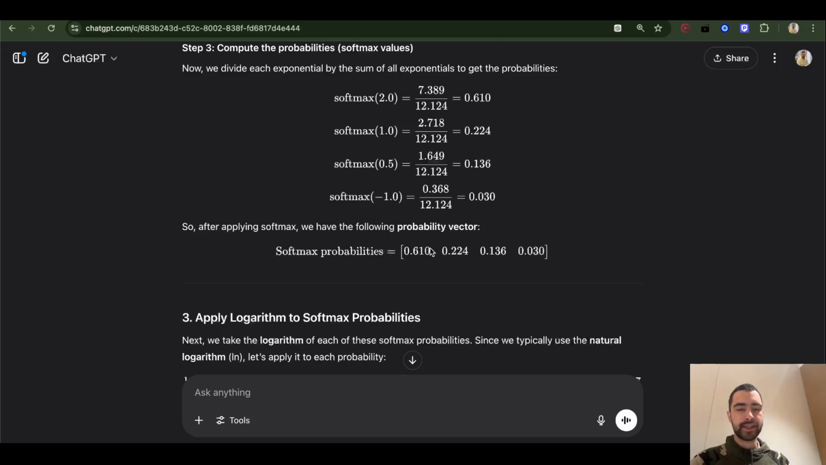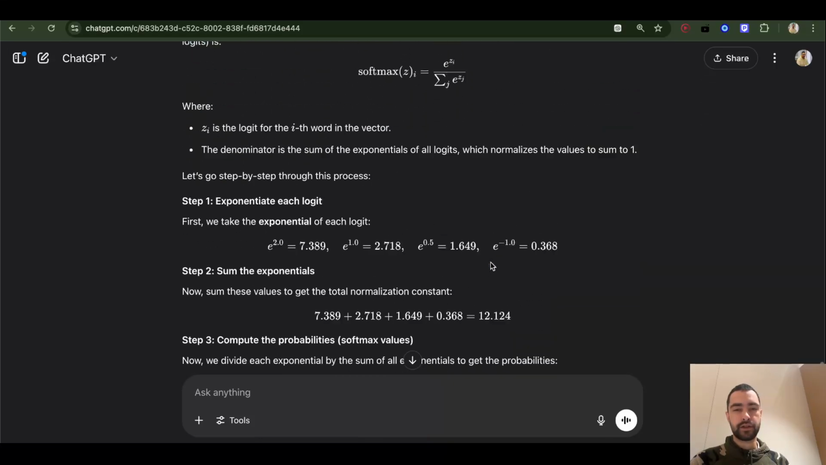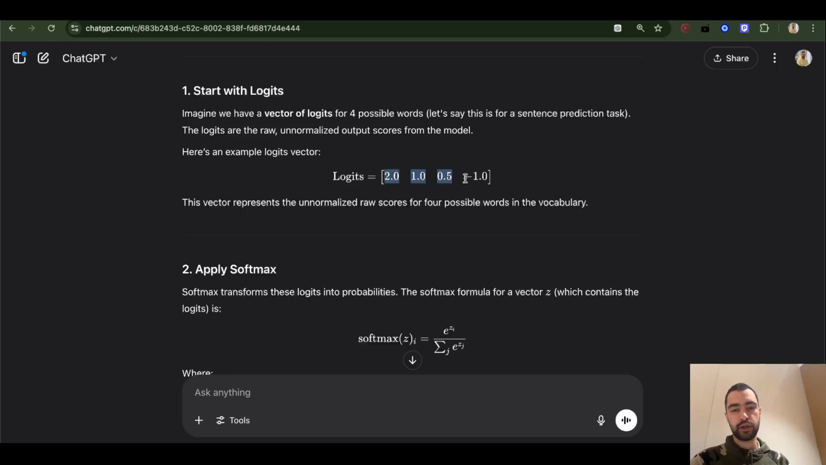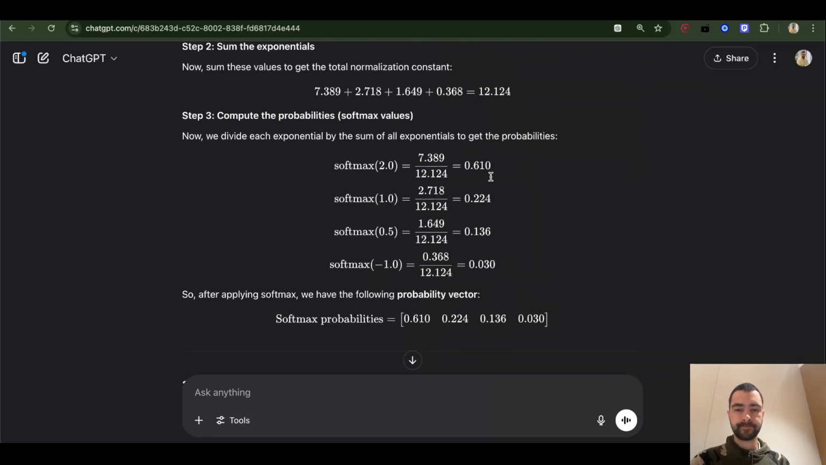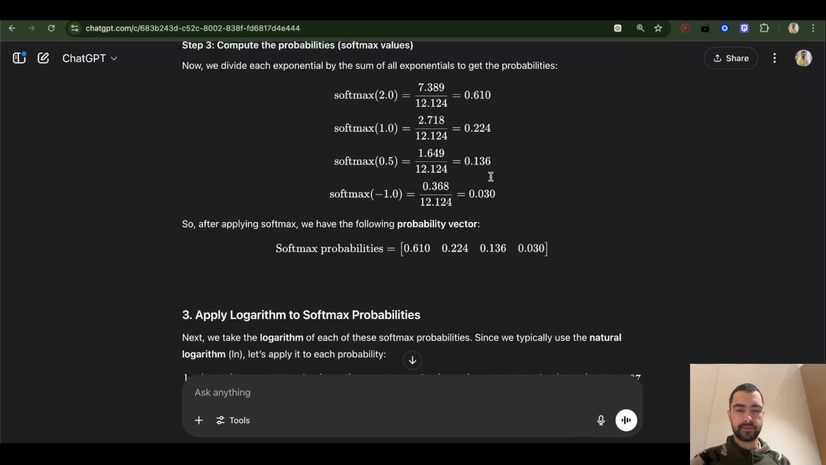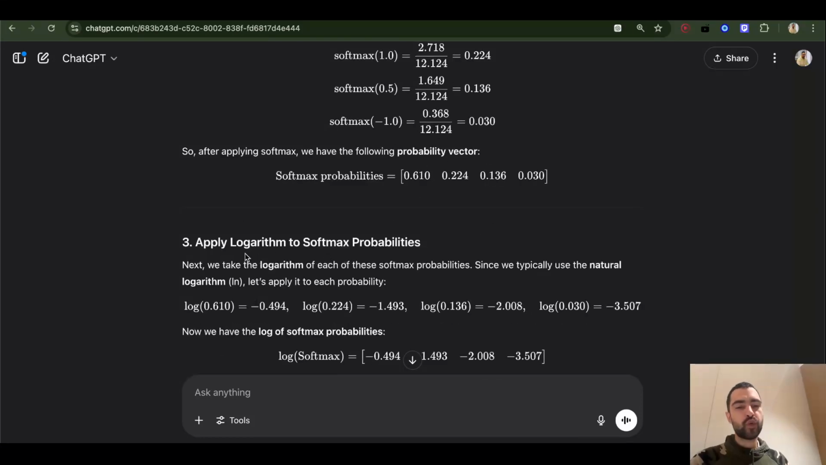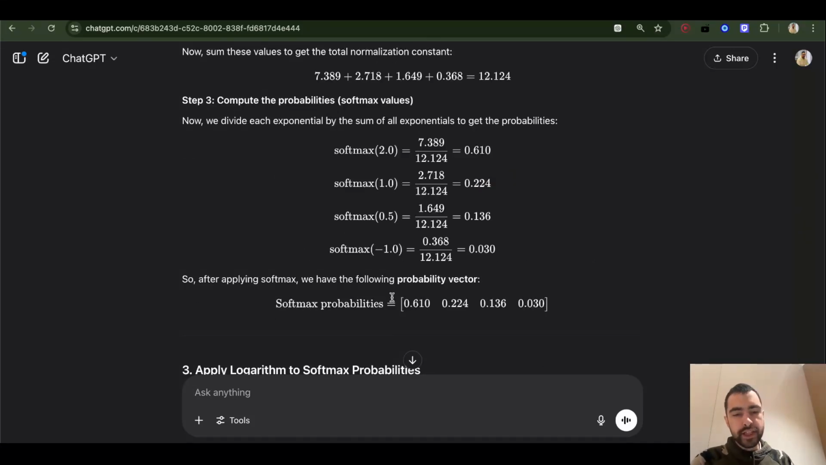As you can see, the biggest logit in the beginning has the highest probability, and the lower the logit, the lower the probability. You see it goes from highest to lowest. Okay. Now let's see why we apply logarithm to this vector. So we have these probabilities. The first token is 0.61% likely to be the next token. The second token is 22% likely to be the next token, etc.